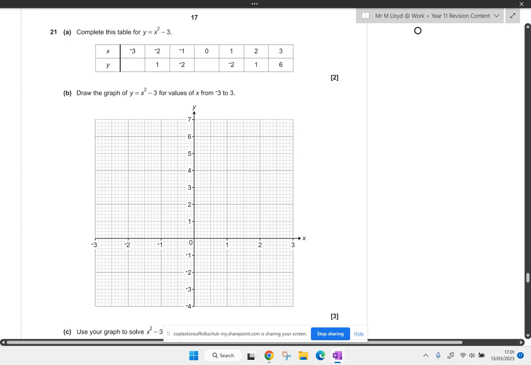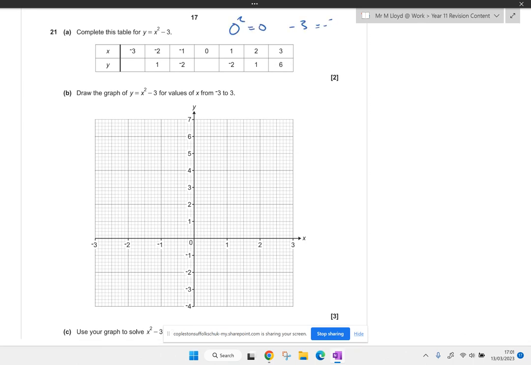Right, complete this table. I love these. So 0 squared is 0. Take away 3 is negative 3. Right, negative 3 squared is actually 9. All right, they try to trap you there. They try to trick you. 9 take away 3 is 6.